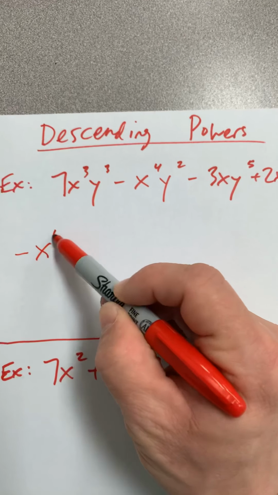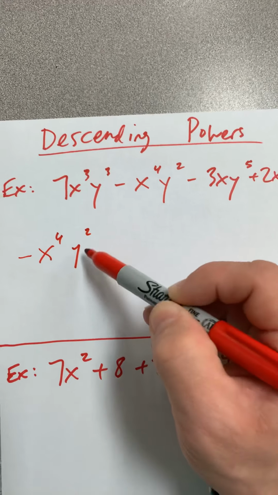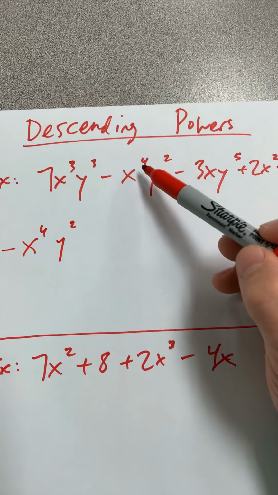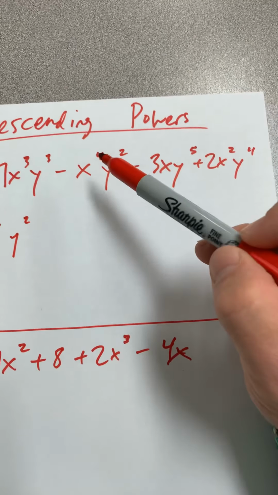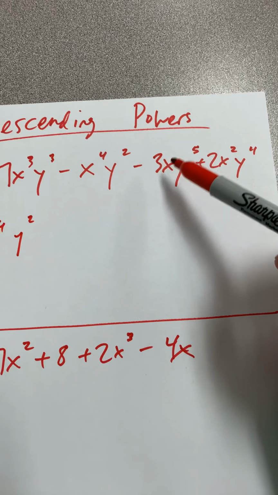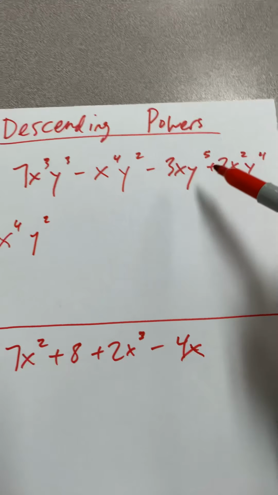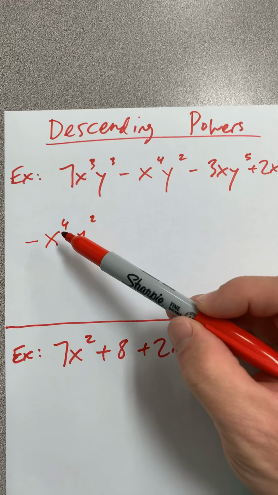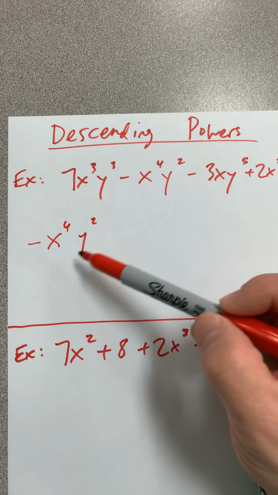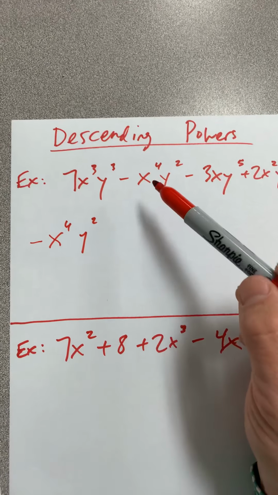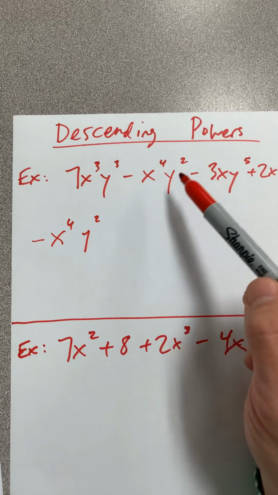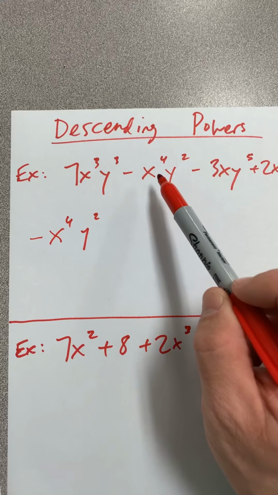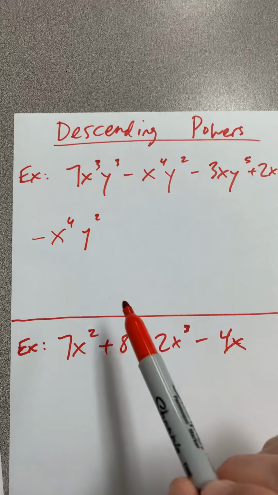What that would look like, I'm going to rewrite this as negative x to the fourth y squared, because x to the fourth is my highest power of x, right? I have x to the third here, x to the fourth here, x to the first power here, and x to the second power here. And I'm writing the entire term that has the highest power of x. I'm not just writing the power of x by itself. The entire term that contains the highest power of x is going to go first.